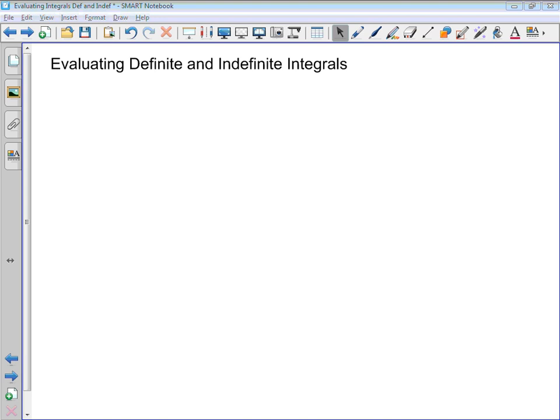So in this lesson, what we want to do is take what we have learned thus far about calculus and apply it to answer some questions. The kinds of questions we're going to answer are ones where we are given some definite and some indefinite integrals, and we want to evaluate these things. Of course, the thing that we are going to use to evaluate these is the fundamental theorem of calculus.